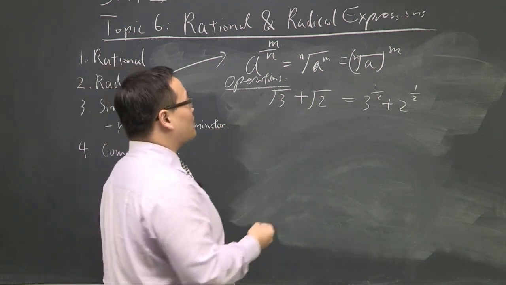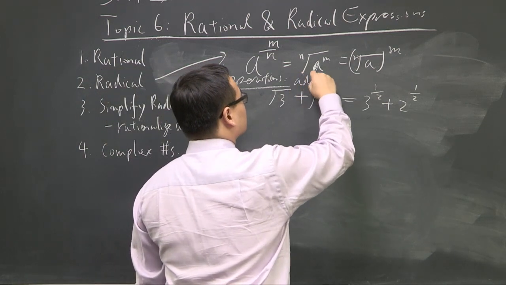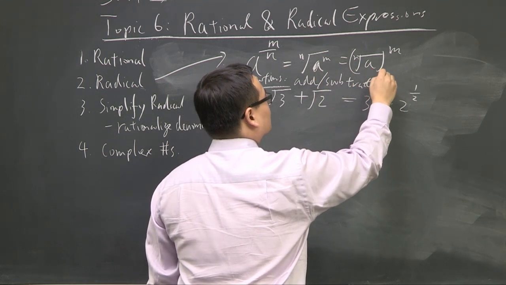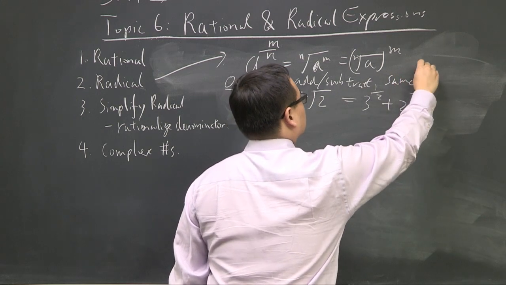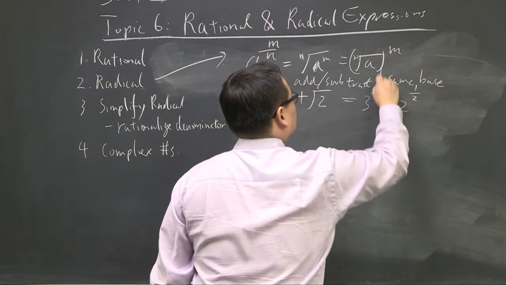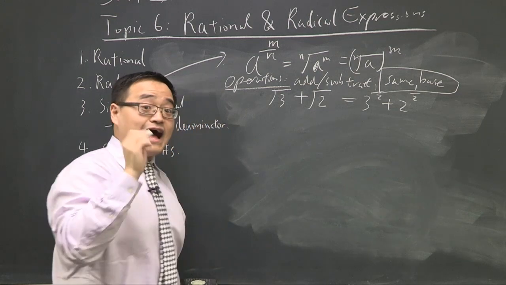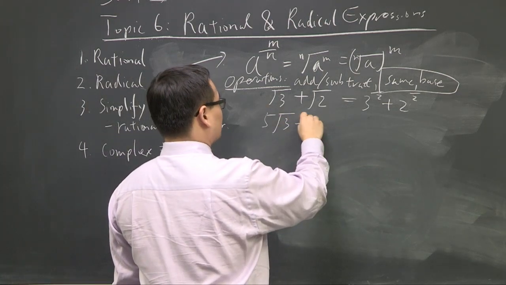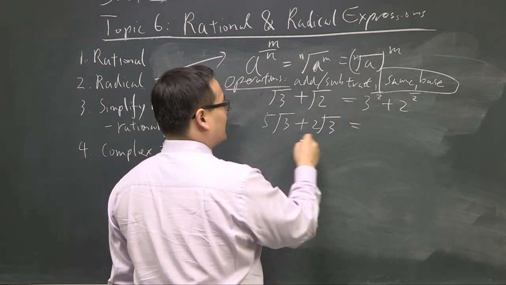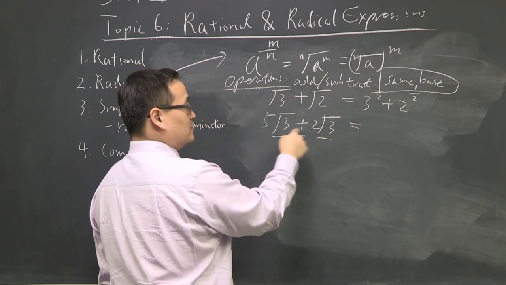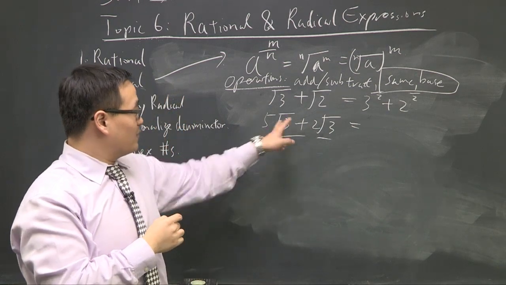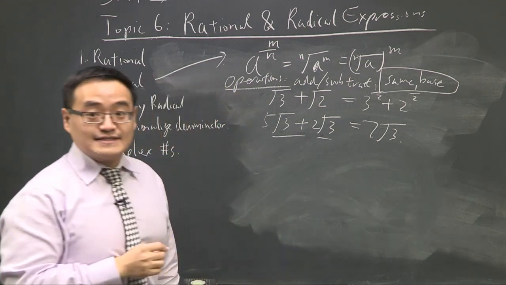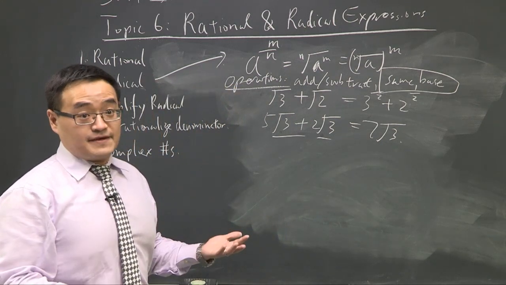So again, with operations, if you want to add or subtract, you must have what? The same base. Again, you see the theme again, right? You gotta have the same base. So if I have 5 radical 3 plus 2 radical 3, then in this case you have the same base. Treat them as your x and y's, right? You're gonna get what? 7 radical 3. And that's it, okay? Subtraction will be the same thing, right?